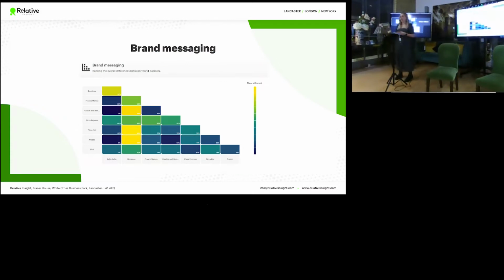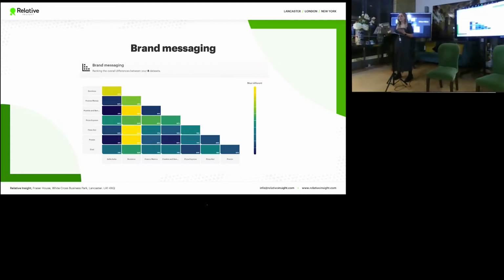So we're going to start with brand messaging. So here is a heat map. Just as a reminder, this is how brands are talking about themselves online, web copy, and social. We've got all the brands plotted down the X and Y axes, and each of these tiles represents one of these comparisons. We've also got a color chart on the side. Those that are in the yellow shade are most different to one another, and those that are a darker blue shade are least different to one another.